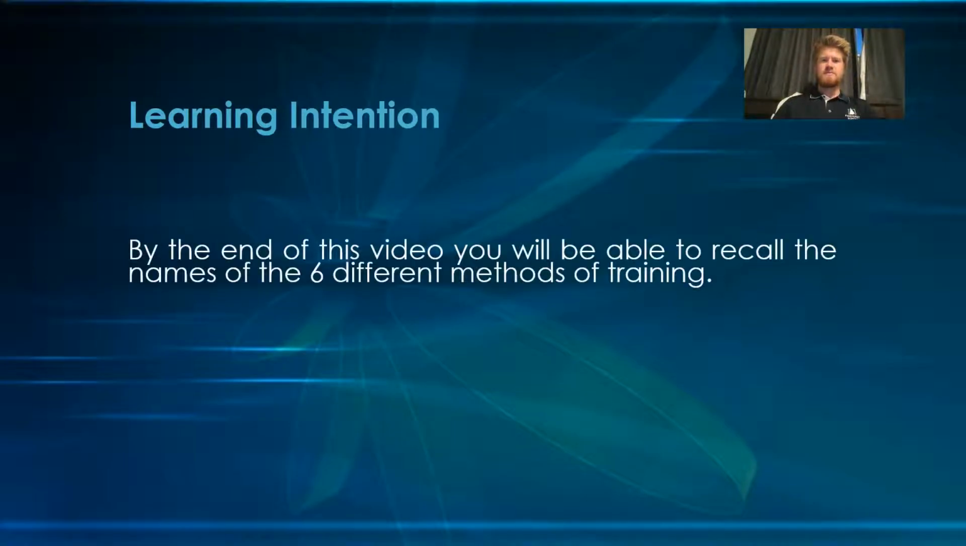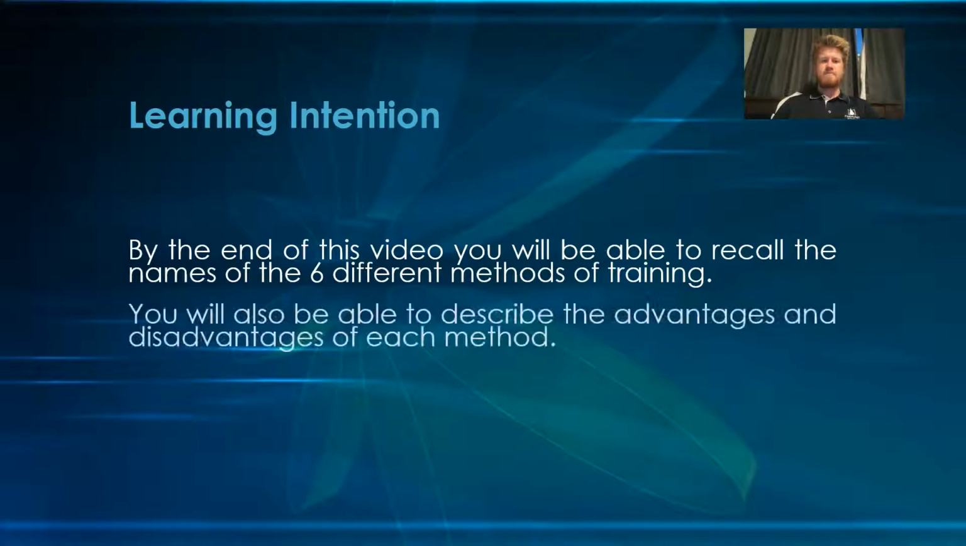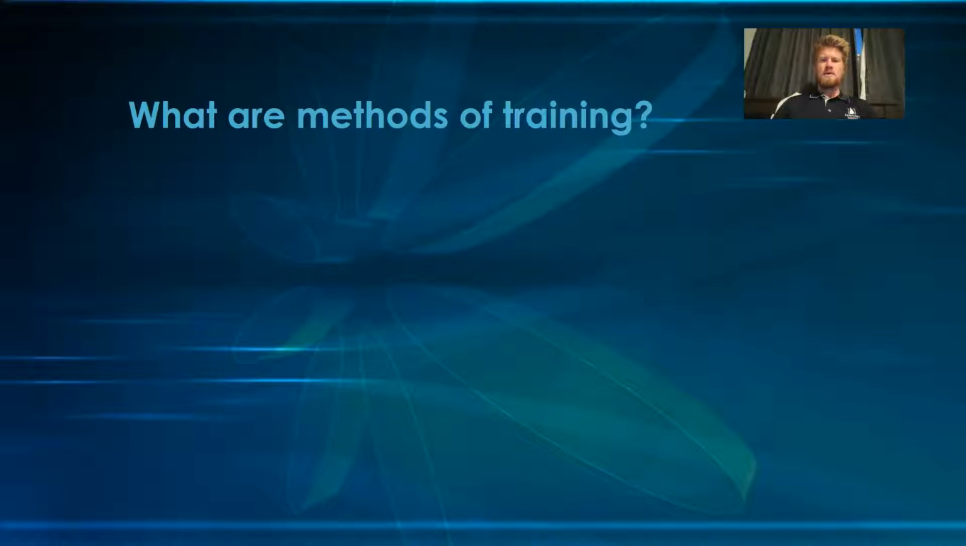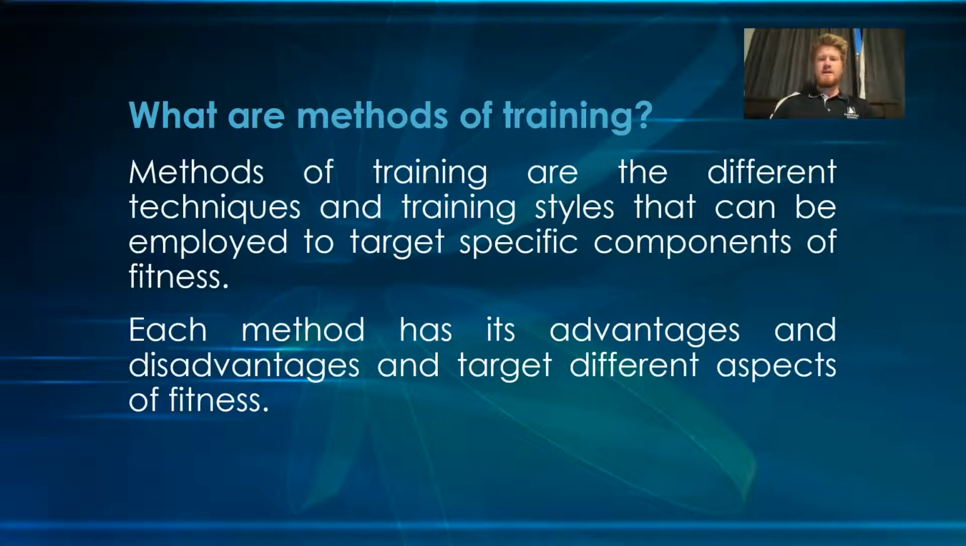So your learning intention for this video. By the end of this video, you'll be able to recall the names of the 6 different methods of training. You'll also be able to describe the advantages and disadvantages of each method. So, what are the methods of training? Methods of training are the different techniques and training styles that can be employed to target specific components of fitness. Each method has its advantages and disadvantages and target different aspects of fitness.